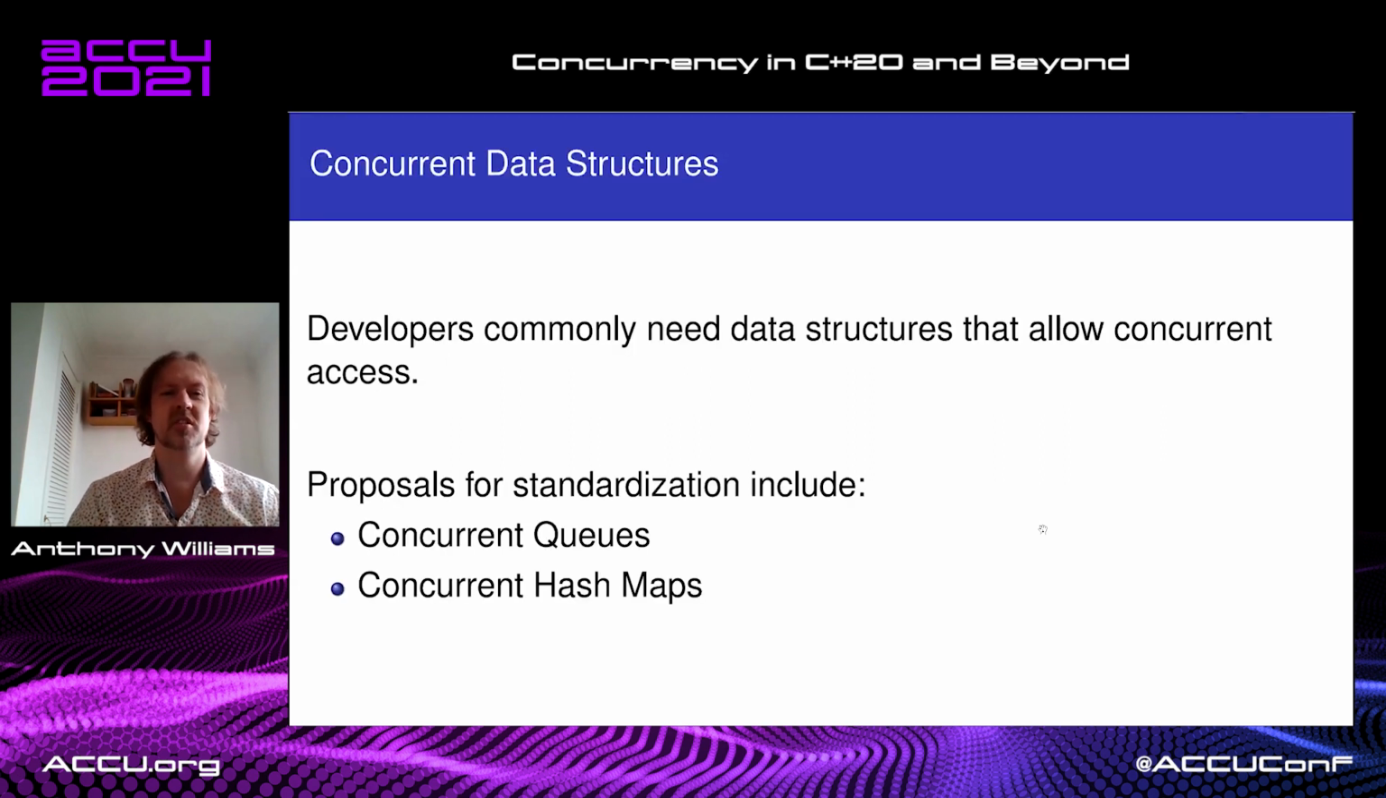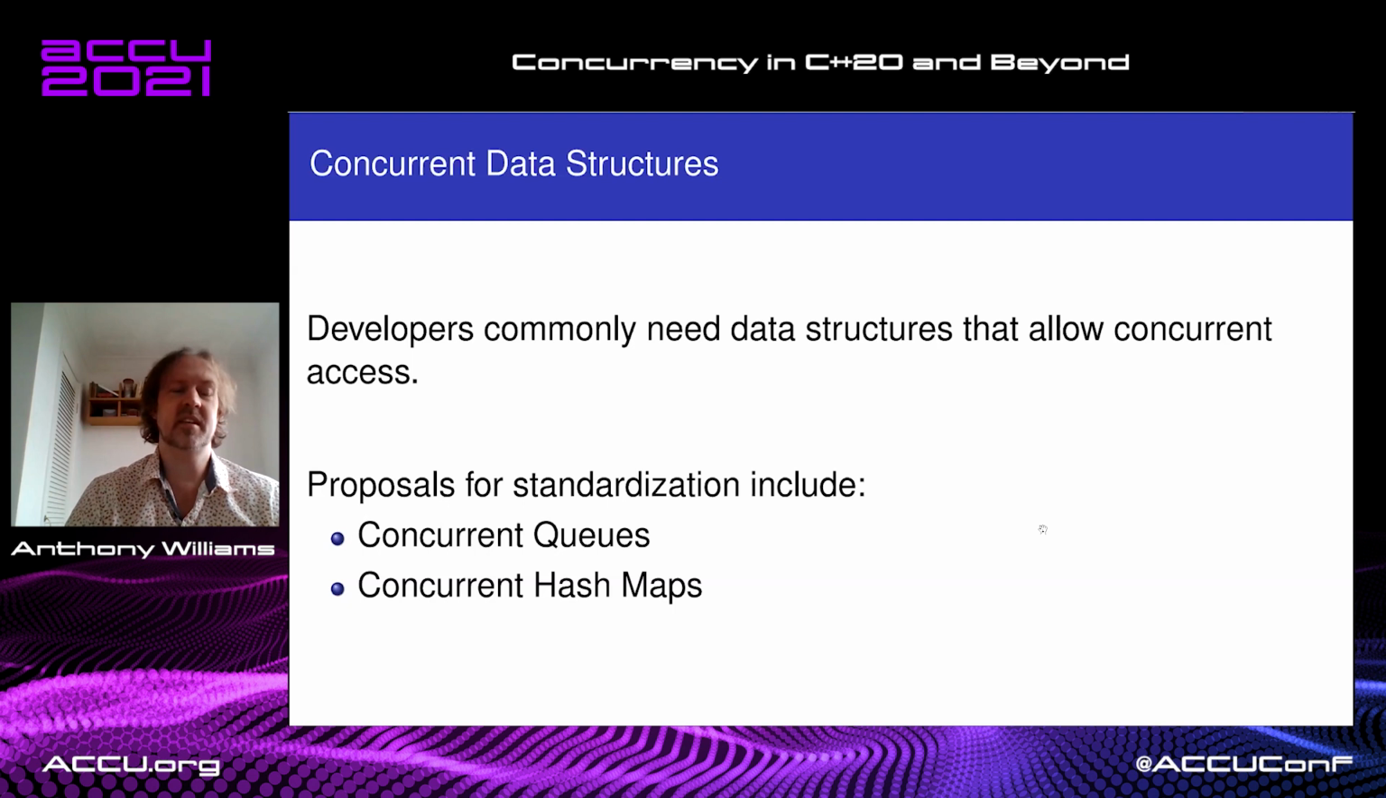Concurrent data structures. If you're writing concurrent code, if you're doing anything other than embarrassingly parallel stuff, where each thread works on its own data, then you need to share data. Either you need to protect it with simple things like a mutex, you lock your mutex, you access your data structure, you unlock the mutex, or you need a data structure that's designed for concurrent access from multiple threads.